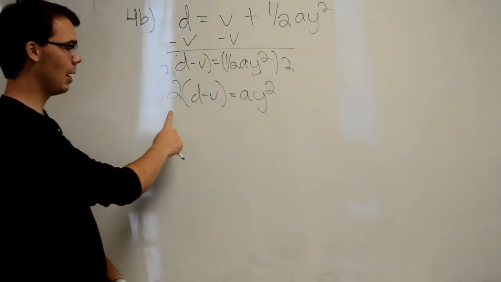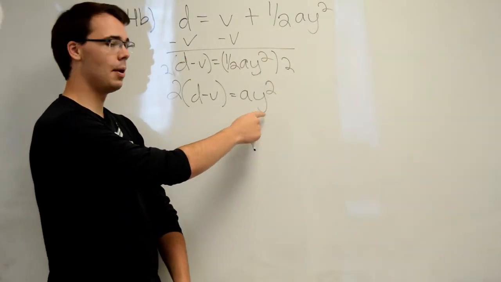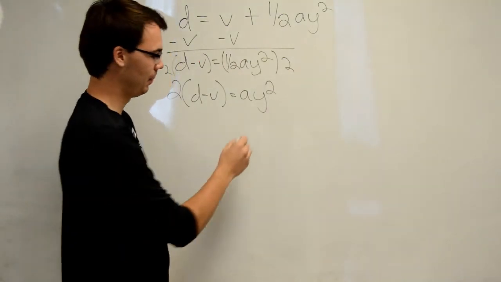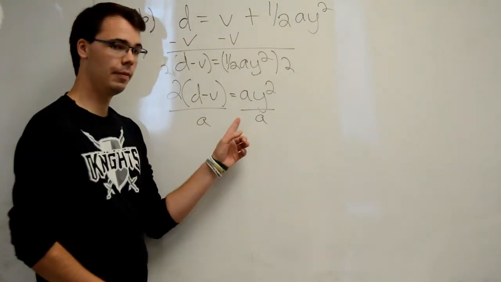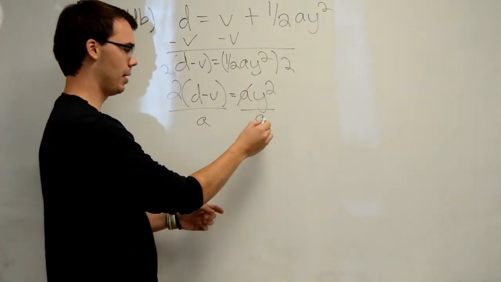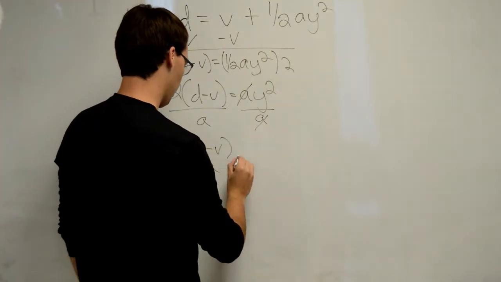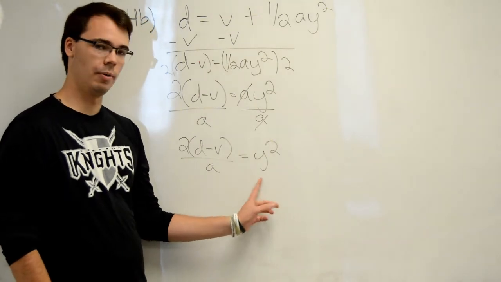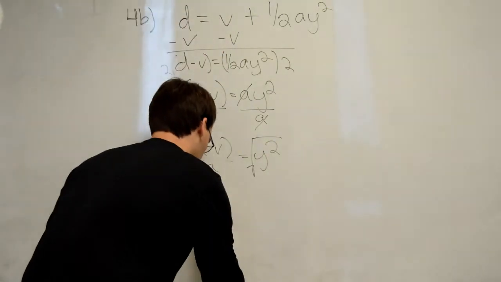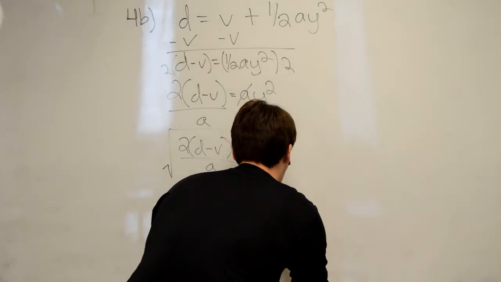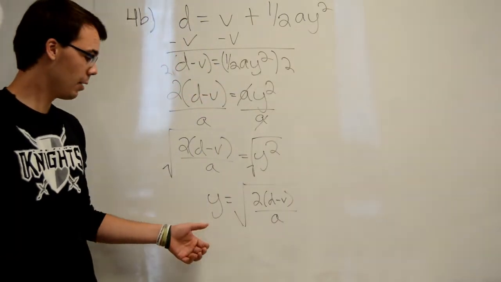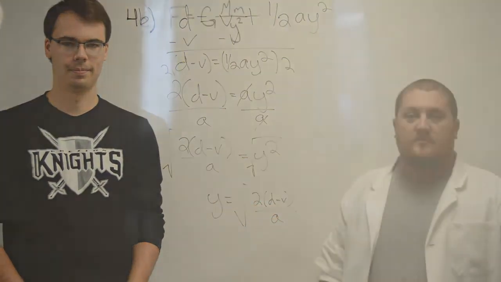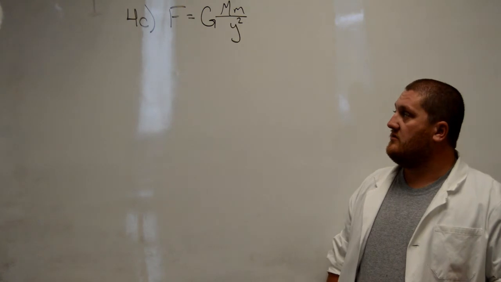So now we have 2 times the value of d minus b equals ay squared. Now what we need to do to get y by itself is divide both sides by a. This division here cancels out this a multiplied by the y. And now, to undo the y squared, we just take the square root of both sides. For our final value, y equals the square root of 2 times d minus b all over a. So we've seen how to solve for b.